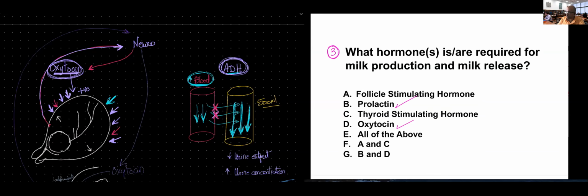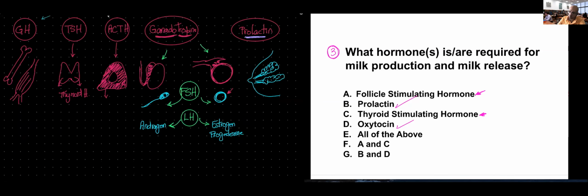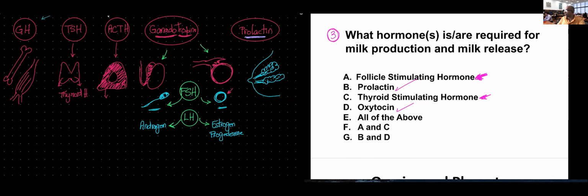Thyroid stimulating hormone, do I need it for milk production or ejection? No. FSH, if you remember, FSH was responsible to enhance the ovaries to produce the gametes to form the sperms and the eggs. So I'm not going to be playing a fundamental role in here in the milk production and milk ejection as FSH. All right, so what is a good answer on here? It's B and D. This is going to be letter G.